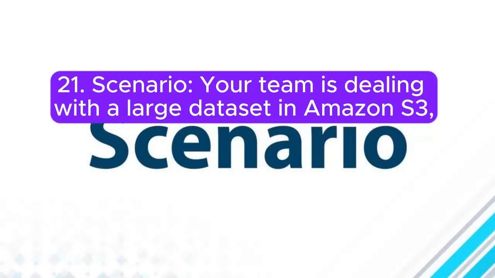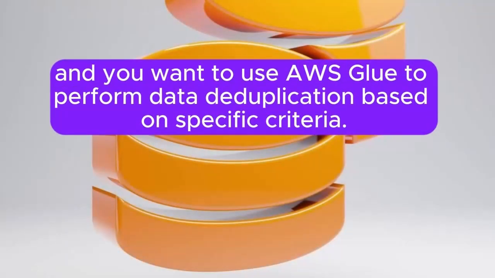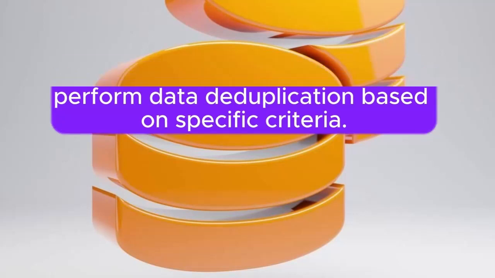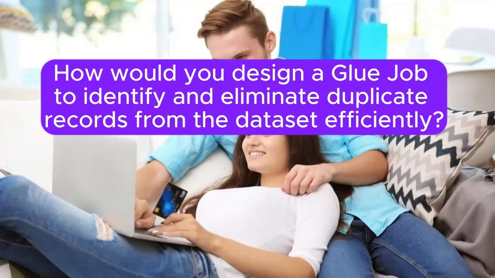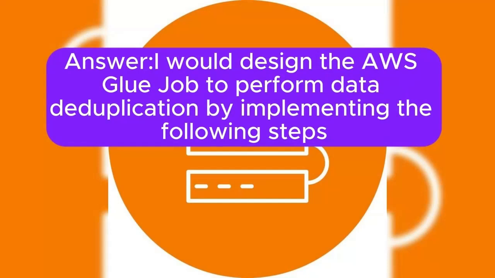21. Scenario: your team is dealing with a large dataset in Amazon S3, and you want to use AWS Glue to perform data deduplication based on specific criteria. How would you design a Glue job to identify and eliminate duplicate records from the dataset efficiently? Answer: I will design the AWS Glue job to perform data deduplication by implementing the following steps.